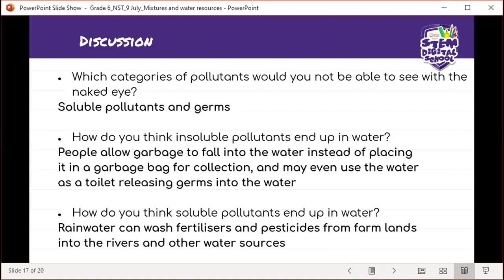All right. So I hope everyone is good and you learned about water pollution. So remember, guys, there are three main substances that pollute water, and that is insoluble substances, soluble substances, as well as germs, right? Living bacteria.